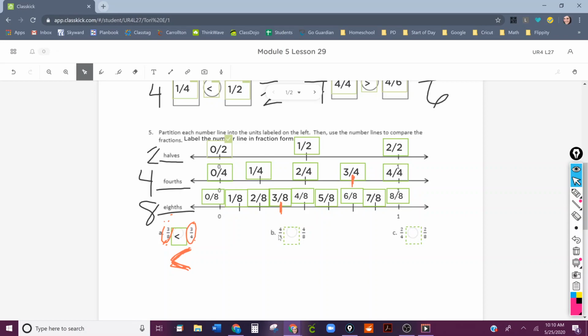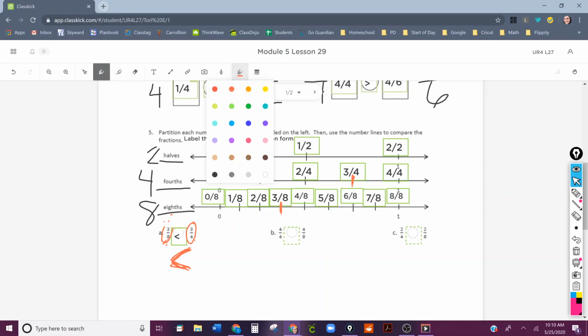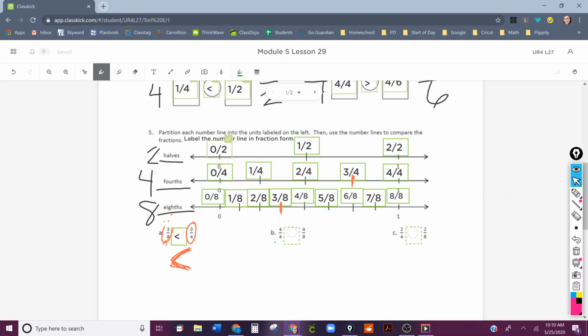All right, next one, I'm going to pick a different color. 4 fourths is all the way over here. It's that whole number line. And 4 eighths, which is right here in the middle. So 4 fourths is farther, so that's the bigger one. So my alligator teeth are going to face that bigger fraction. I also know that because 4 is smaller than 8. Because 4 is smaller, that means the opposite for the fraction is bigger. So smaller number means bigger fraction. So I'm going to put the greater than symbol. 4 fourths is greater than 4 eighths.